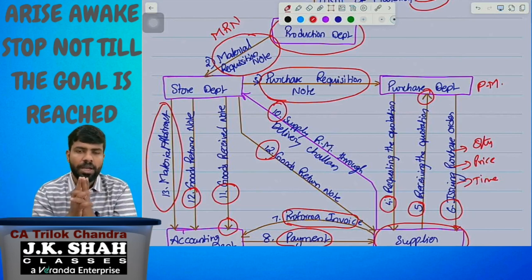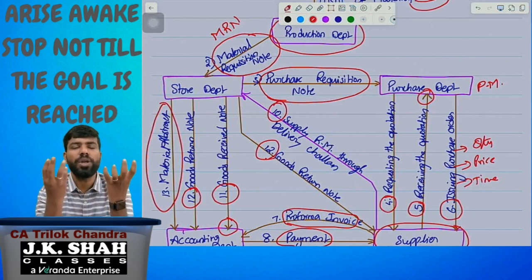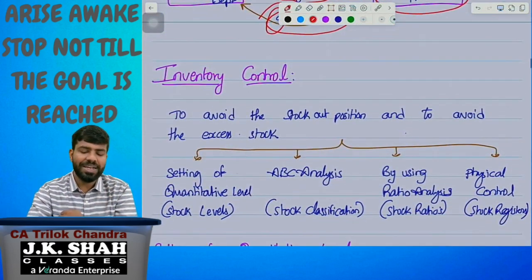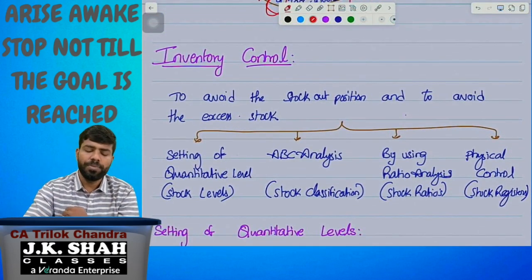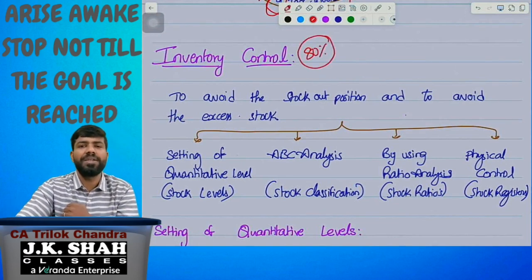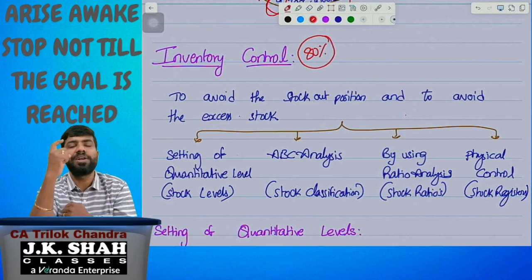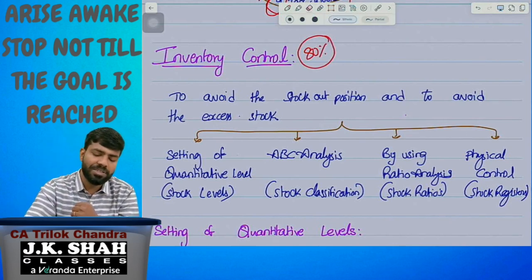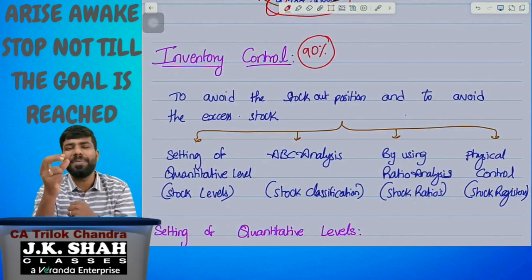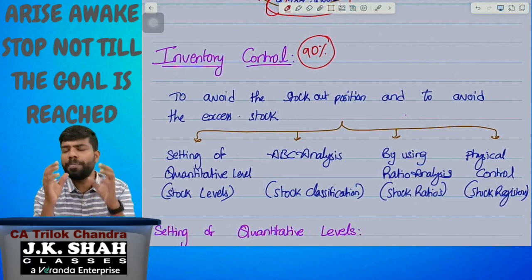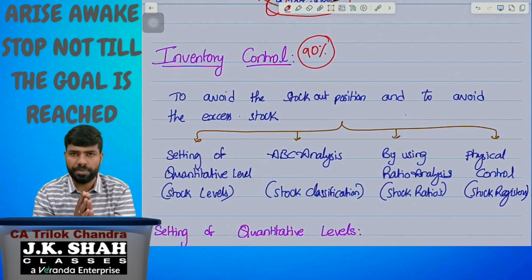Clear? Now, let us start with the core content of this chapter, material costing, that is inventory control. Take my word, there is an 80% chance, I can say even 90%, that you will get the question from inventory control in the examination. Only a 10% chance for the remaining things. Very, very important. This is the core content of material costing.